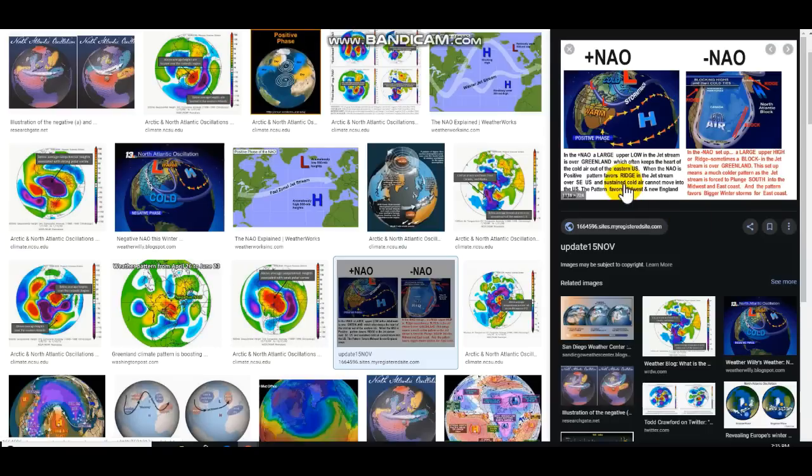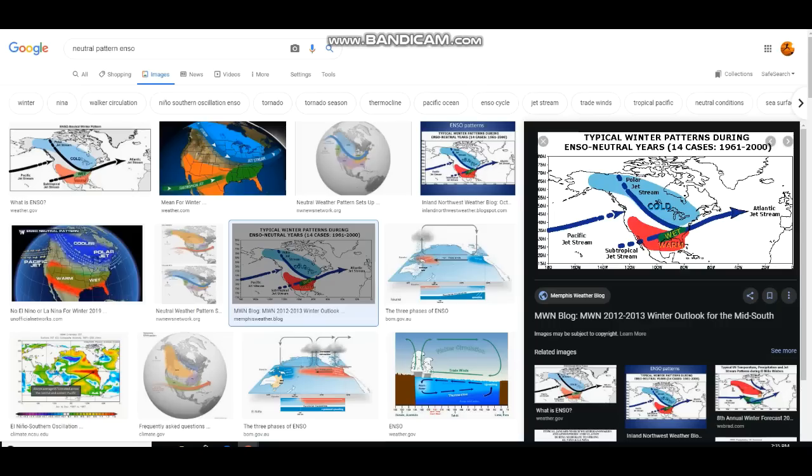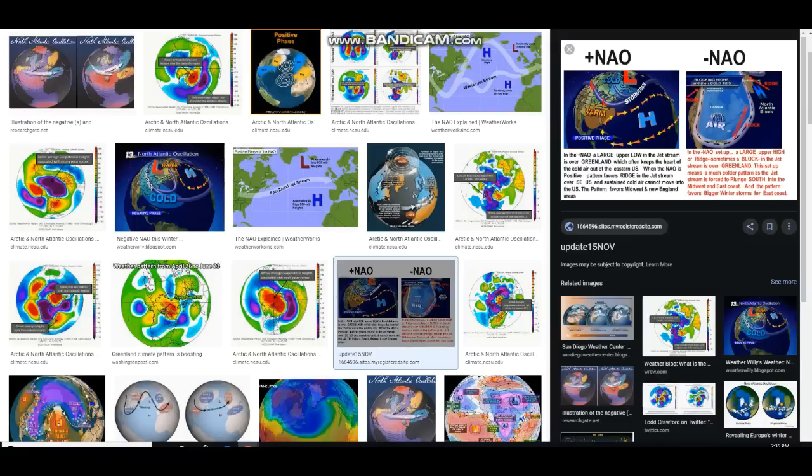In a positive NAO, the large upper low in the jet stream is over Greenland, which often keeps the heart of the cold out of the eastern U.S. When the NAO is positive and the pattern favors a ridge and a jet stream over the southeastern U.S., sustained cold cannot move into the U.S. So it's kind of like that Bermuda high gets into a hybrid, and it doesn't really allow that jet stream to get into the south. That's what we have been seeing a little bit for the past couple of months.